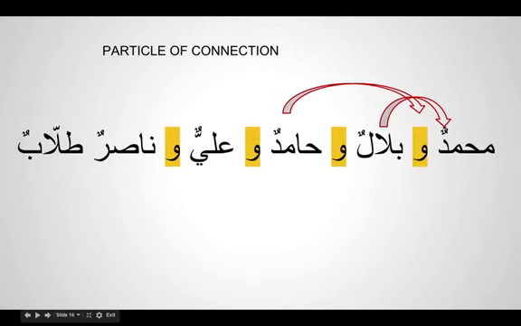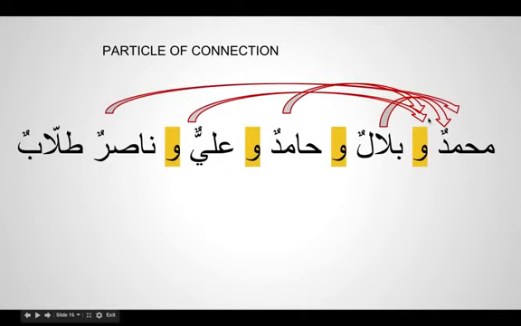So you know Muhammad is a mubtada. That is a noun, a definite noun, coming at the first of the sentence, so it's mubtada. So what is Bilalun, what is Hamidun, what is Aliyun? Bilalun is connected to Muhammad as a mubtada, because there is a wow here. Hamidun is connected to Muhammadun because there is a wow here, and that is a mubtada. Aliyun is also mubtada because there is a wow here. Nasirun is also a mubtada because there is a wow here.